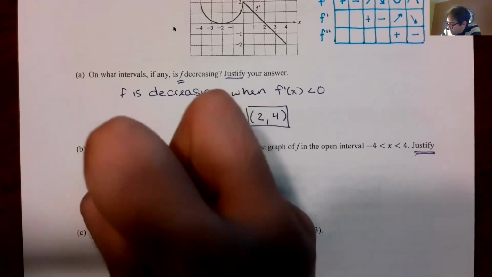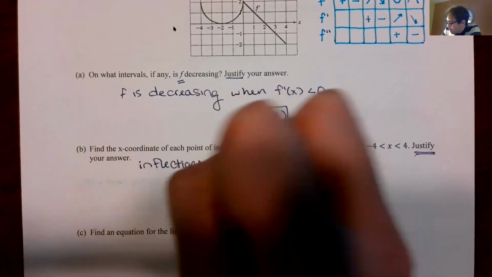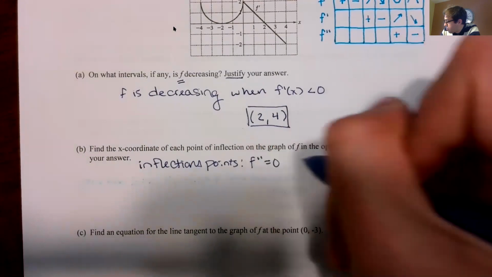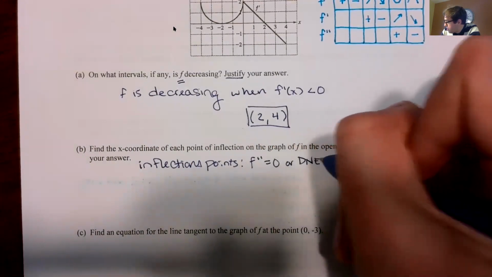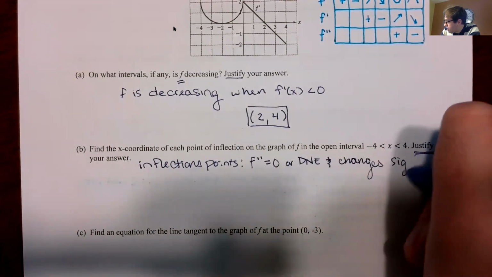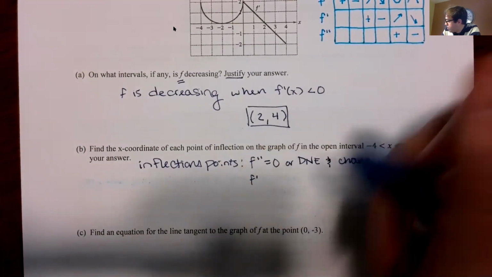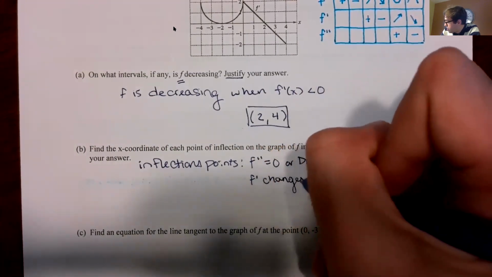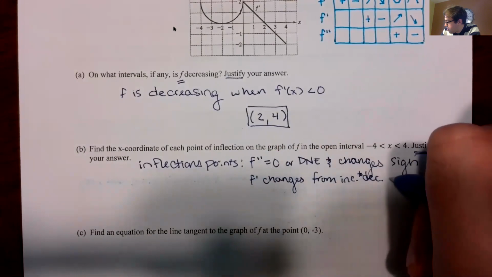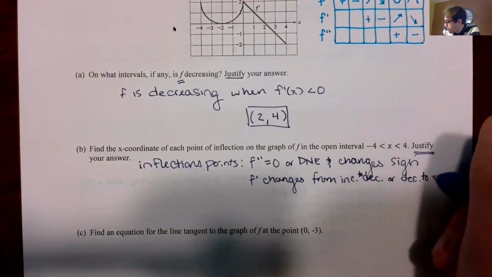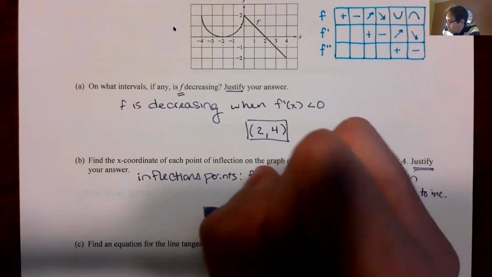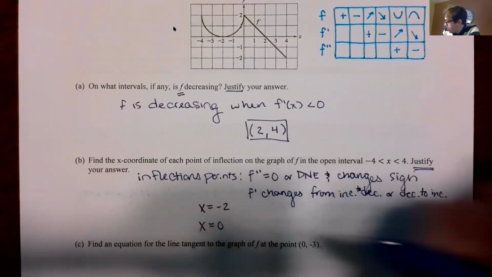So I'm going to say inflection points happen when f double prime equals 0, or if it doesn't exist, and it changes sign. So f prime changes from increasing to decreasing, or decreasing to increasing. And the x values that work on our chart are -2 and 0.